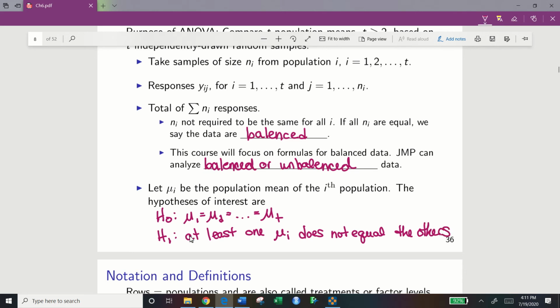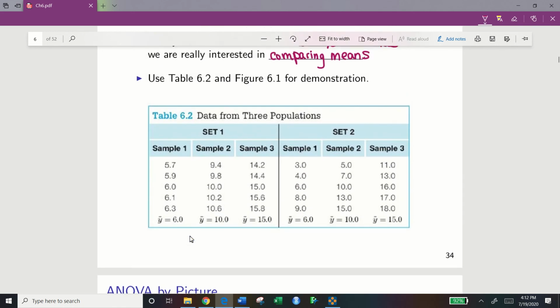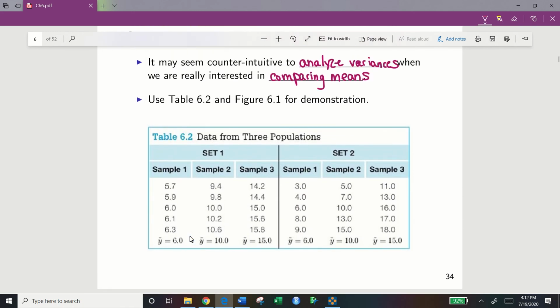Now let's take a minute to go back to slide 34 and identify some of this notation, because I do understand that this is a bit new to us. One thing it said, we take samples of Ni from our populations I. So in this case, our T is going to be equal to 3.